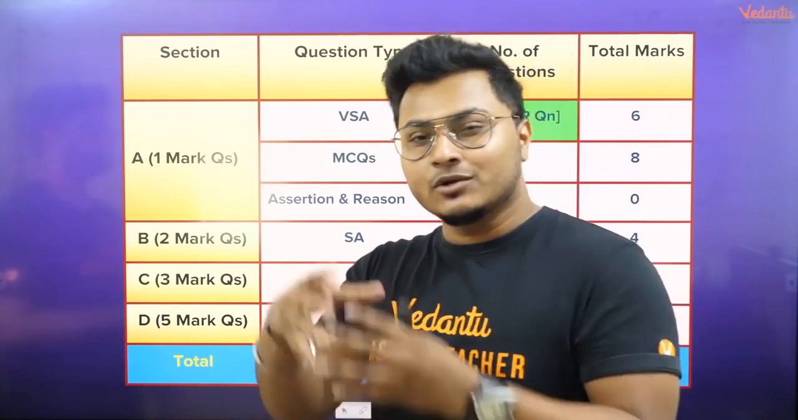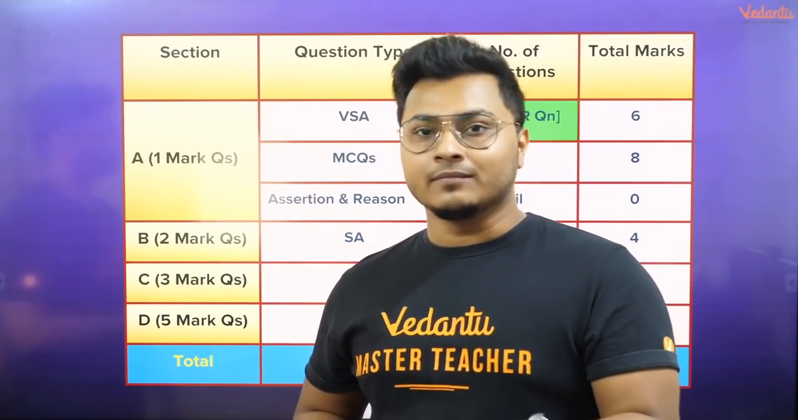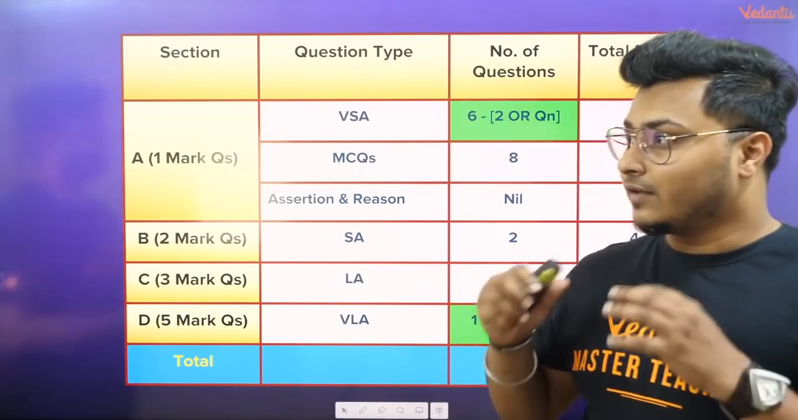2 from biology, 2 from chemistry, 2 from physics in internal choices. And you have to attempt out of those 6 only 3 from each particular subject. So that is a very good bait. What do you guys think? It's a very good thing. Definitely.